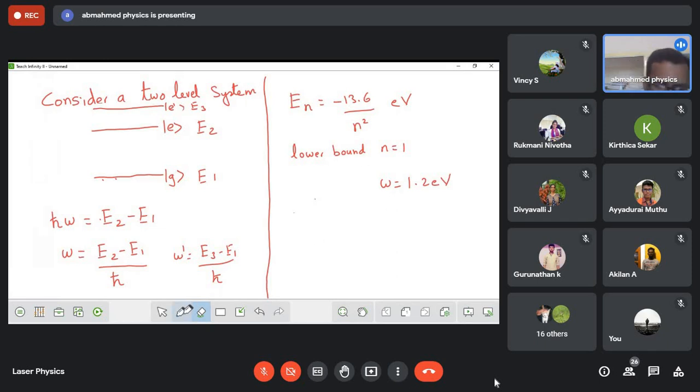So now I am not going to do any solar cell. Suppose I am exciting with omega equal to 1.1 electron volt or 1.15 electron volt. What will happen? Will the transition happen or not? No, sir. Divyavalli says no. He is very strict. Any other answer?